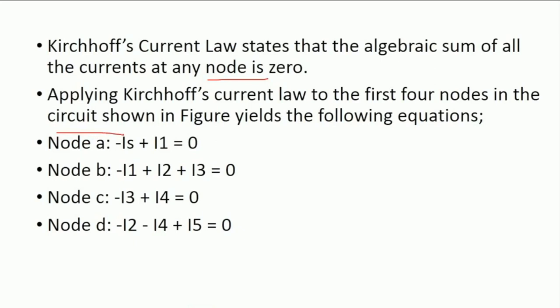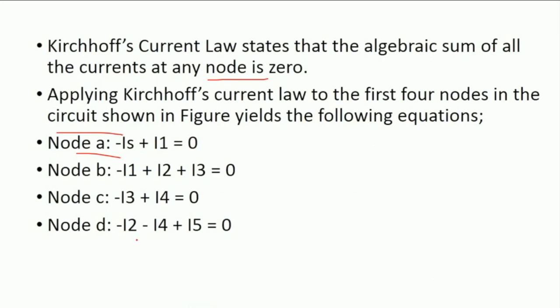And how to write down the equations with the help of KCL, you can consider my previous videos in which I have explained how to write down the equations for KVL as well as KCL. So the first node A: minus IS plus I1 is equal to 0. Node B: minus I1 plus I2 plus I3 is equal to 0. Node C: minus I3 plus I4 is equal to 0. And node D: minus I2 minus I4 plus I5 is equal to 0.